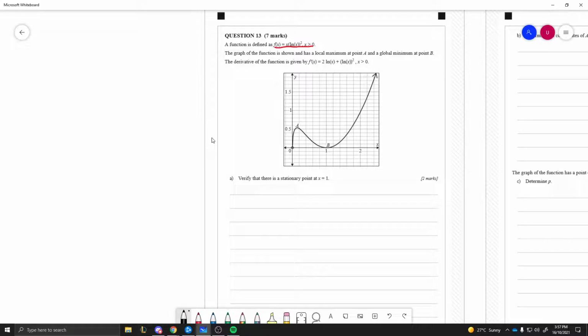So that's your function. The graph of the derivative is shown. It has a local maximum at point A, so you know that's a maximum, and a local minimum at point B, so you know that's the minimum. The derivative is given by this. But just remember that this function here is this function here, because it says the graph of the function. So this is what it's talking about.